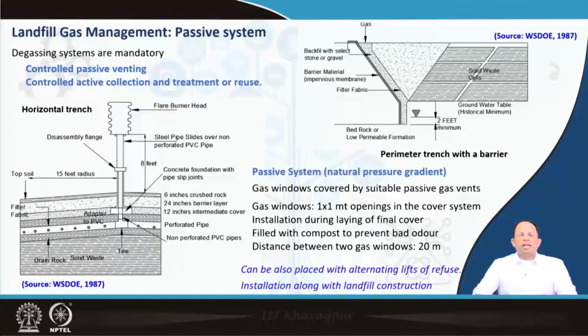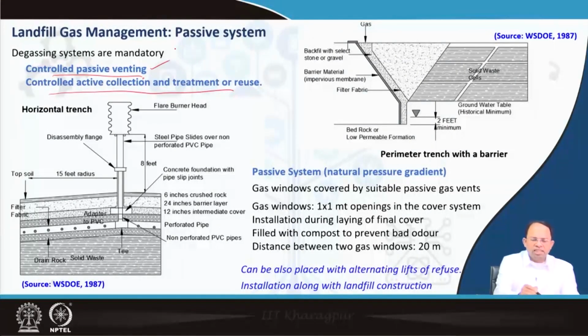Then we come finally to the landfill gas management system, and here instead of leachate we are collecting gas, because gas is also generated in landfill. Particularly we generate CO2, CH4, a lot of greenhouse gases, which need to be captured. So there are different ways to do that. It could be a controlled passive venting system and also a controlled active collection and treatment or reuse system, right?